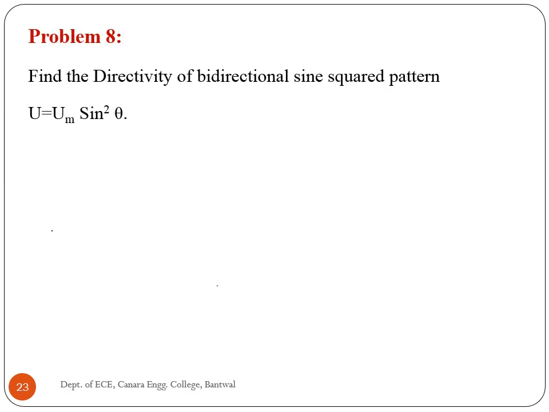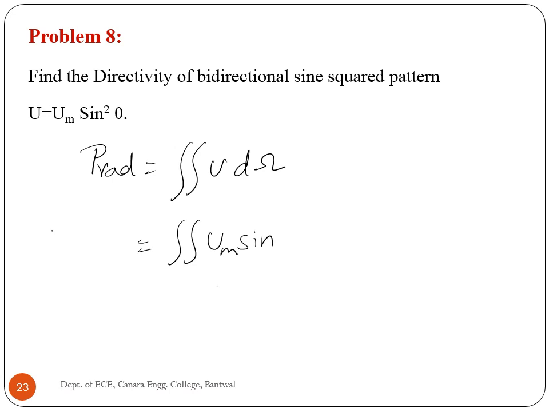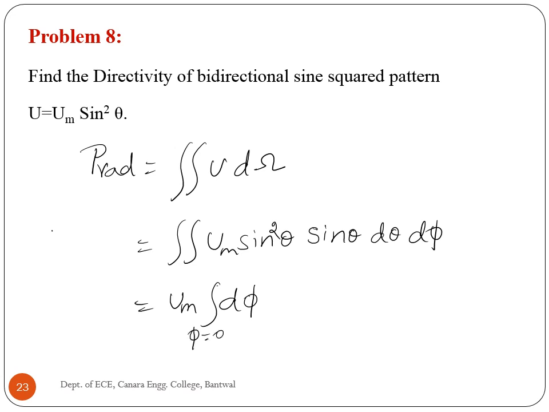Find the directivity of the bidirectional sine squared pattern. To find the directivity of the bidirectional sine squared pattern, we have to find the radiated power, that is the integral of U d omega. So U is Um sin square theta, d omega is sin theta d theta d phi, which is equal to Um times the integration of d phi when phi is 0 to 2 pi, and the integration of sine cube theta d theta, where for a bidirectional sine squared pattern theta is 0 to pi.